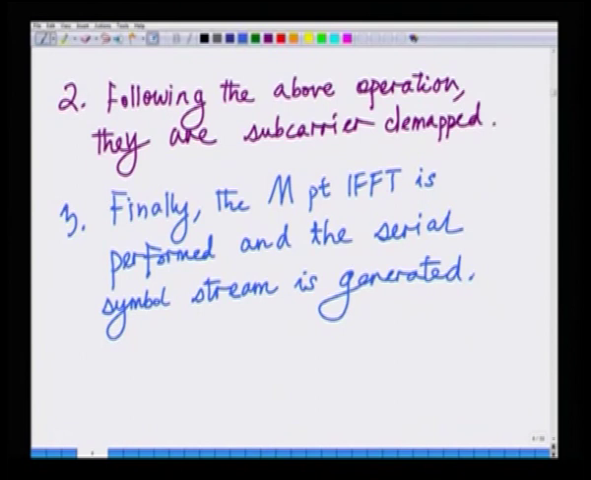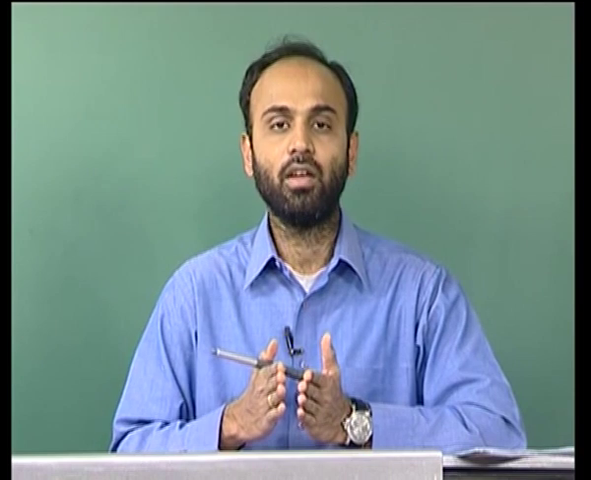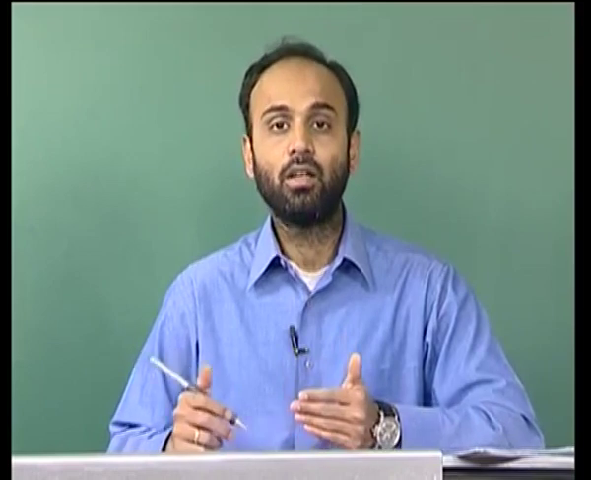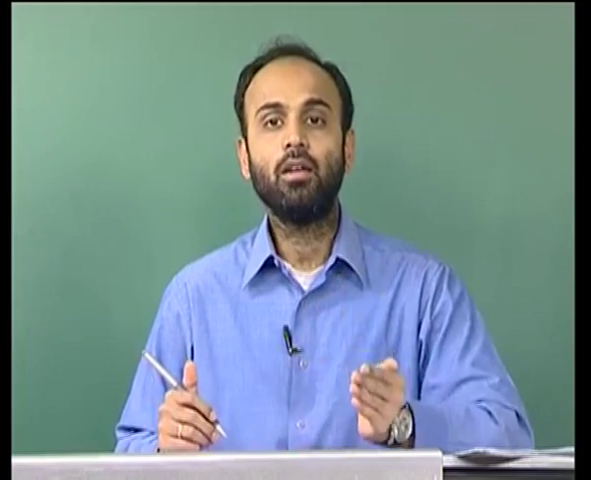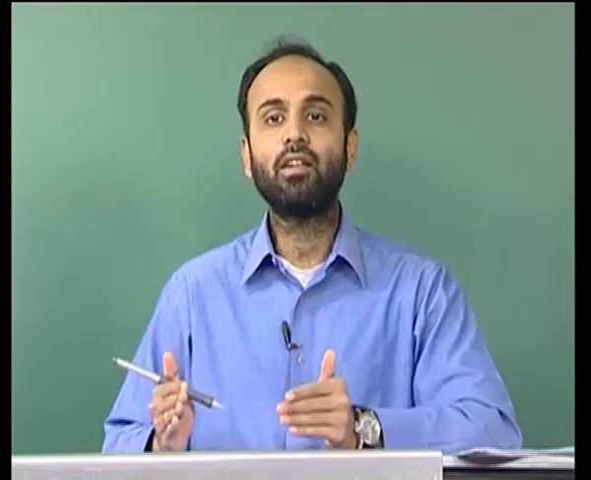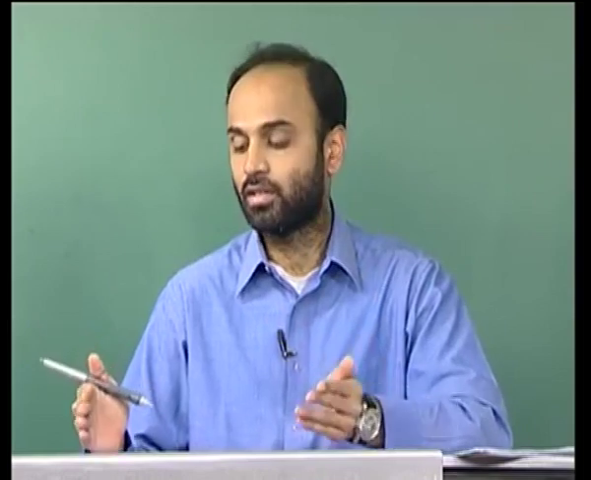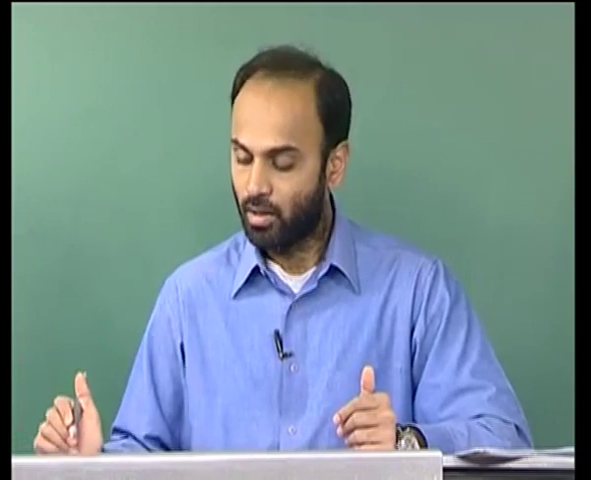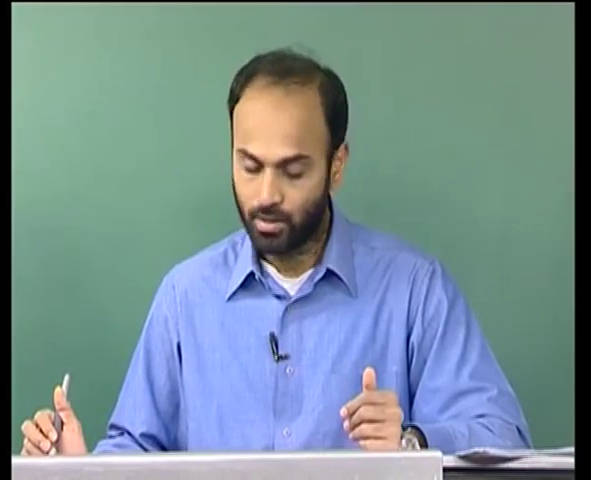Finally, the M point IFFT is performed and the serial symbol stream is generated. So, if you look at this, first after the N point IFFT these symbols are equalized across subcarriers. After equalization they are demapped from N to M subcarriers. After the demapping you perform the M point IFFT to reverse the M point FFT operation of the receiver, and then the serial symbol stream is again generated.